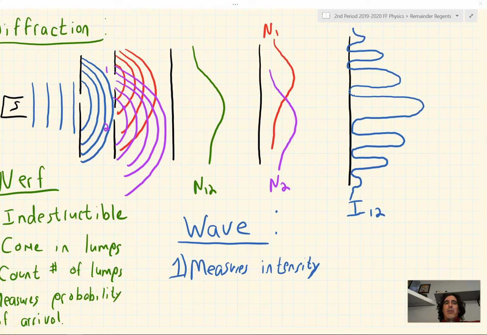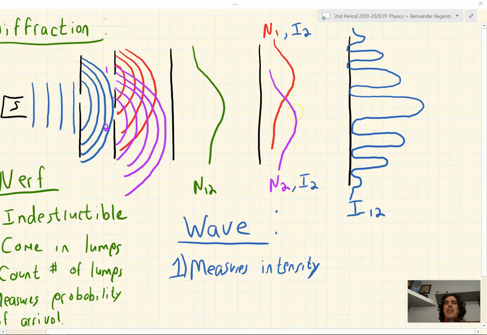If we were to close hole number 2 and just keep hole 1 open and see what happens, we would get the same thing as N1. So we'd get the same image or same plot, although in this case we're measuring the intensity of the wave that went through hole 1. We could do the opposite, close hole 1 and open hole 2, and we get the same thing, the intensity of the wave that went just through hole 2. So although the images look the same, they mean two different things. N2 is the number of particles, I2 is the intensity of the wave.